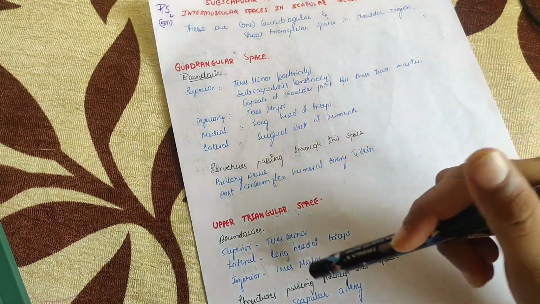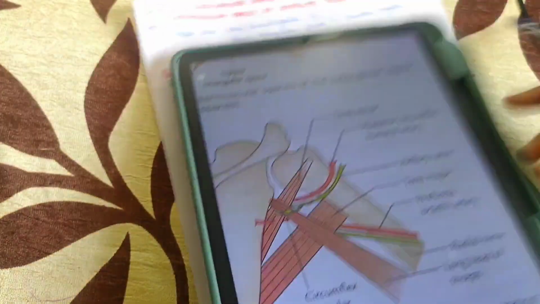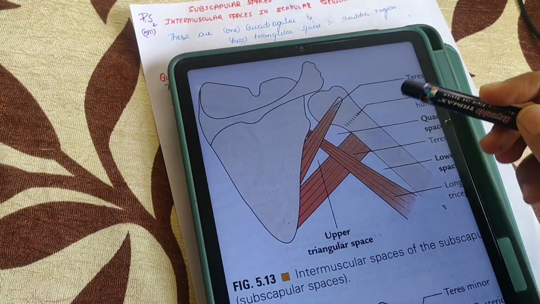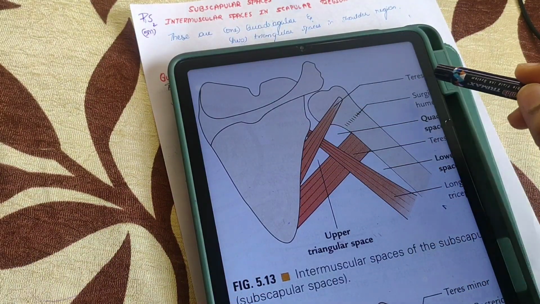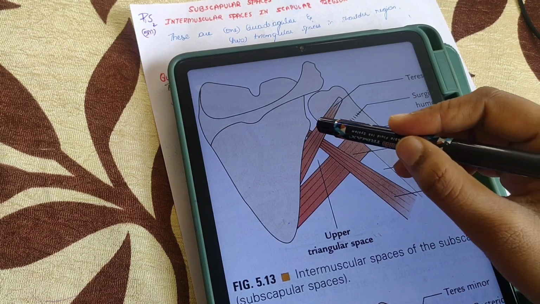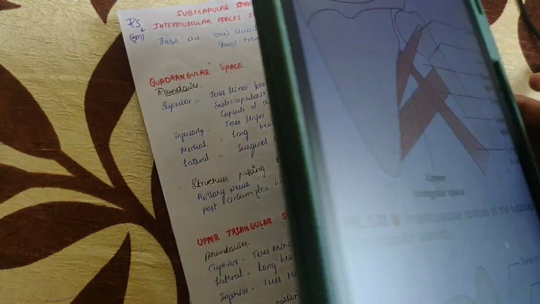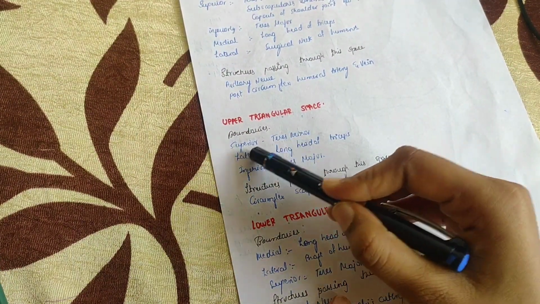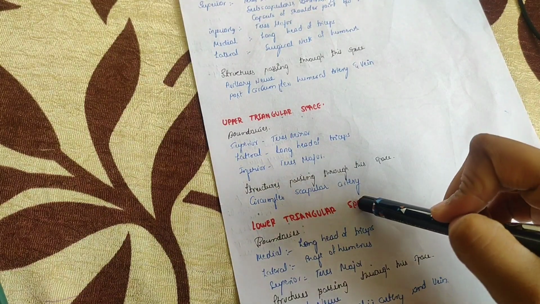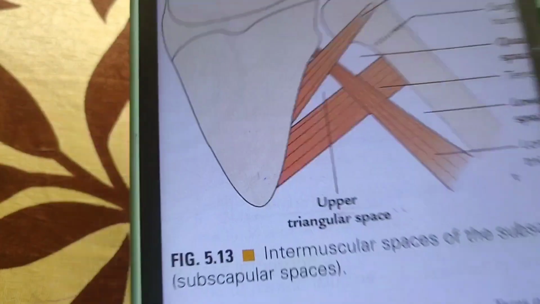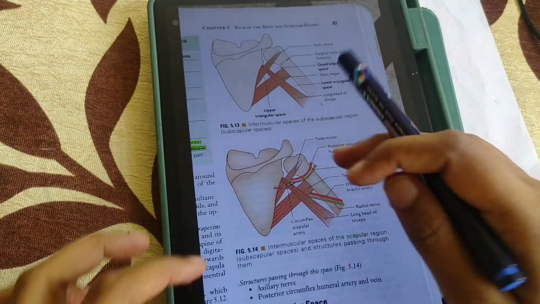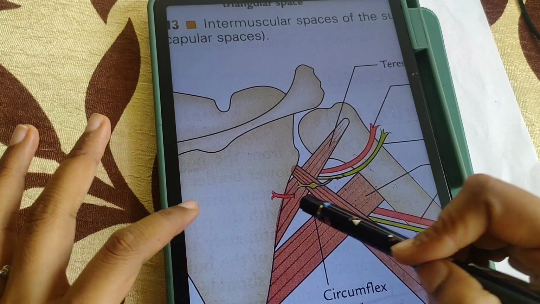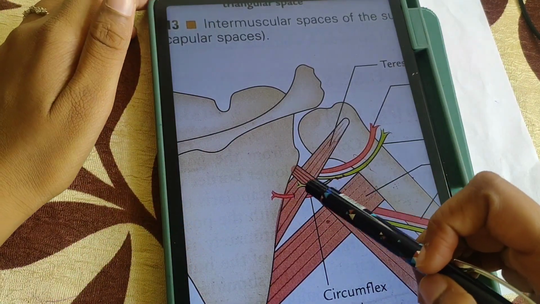Now the upper triangular space. This is the upper triangular space. We can see the boundaries: superiorly by the teres minor, inferiorly teres major, and laterally by the long head of triceps. The structure passing will be the circumflex scapular artery. It arises from the third part of the axillary artery and surrounds the scapula. So the circumflex scapular artery is the content of the upper triangular space.